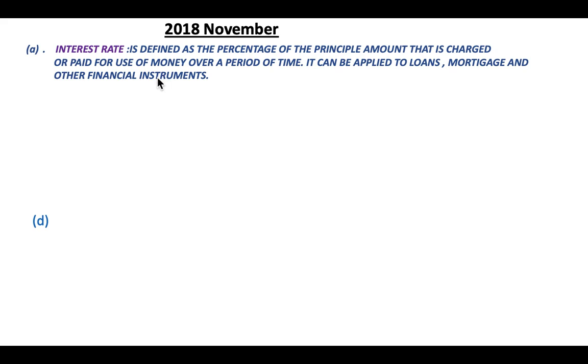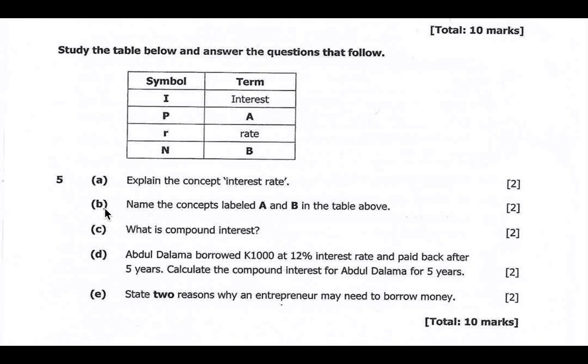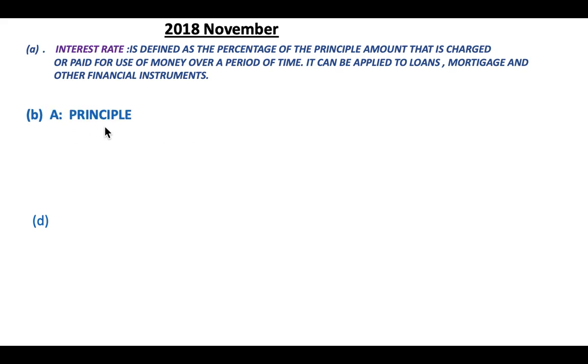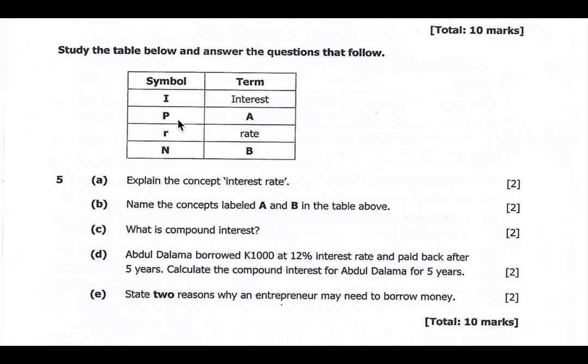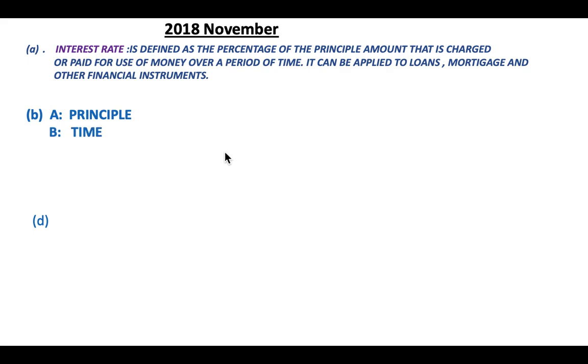So then we look at the other question. On the other question, we have B, name the concept labeled A and B in the table above. What are the concepts P, D and N? What are these concepts labeled as A and B? What do they mean? A is principal. So this one is the principal, and then N is the time. So we call that time, time taken.